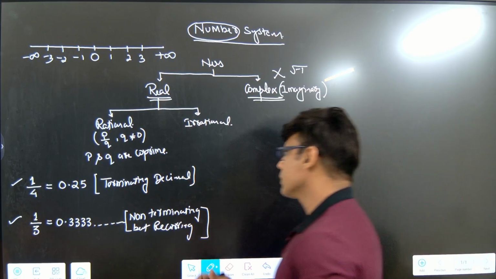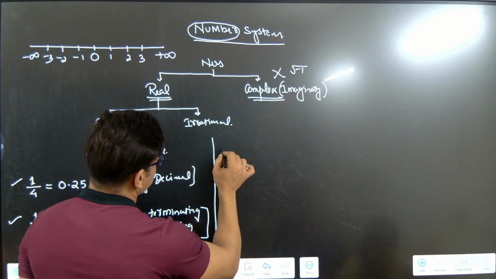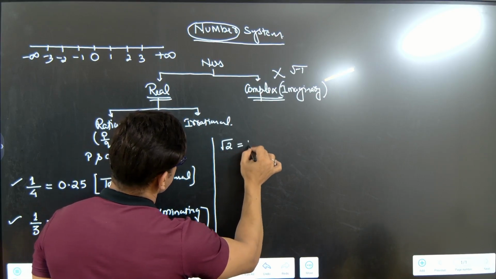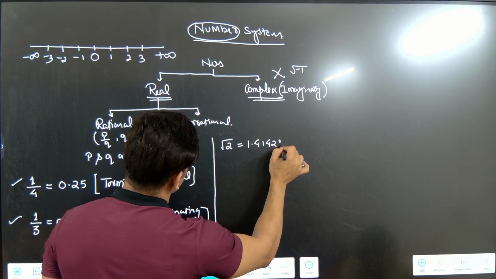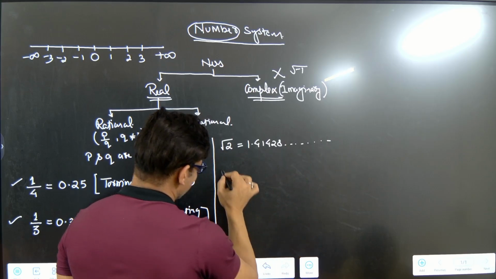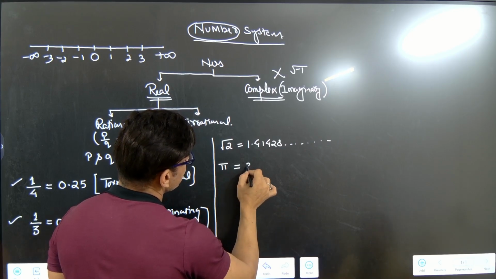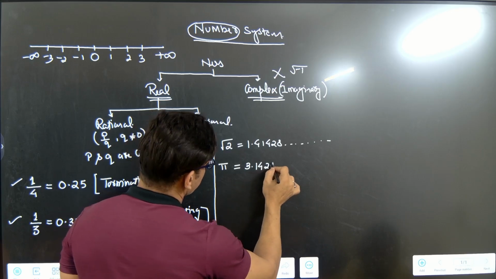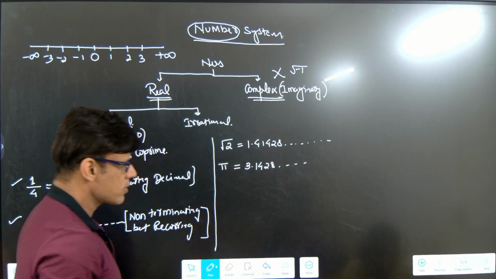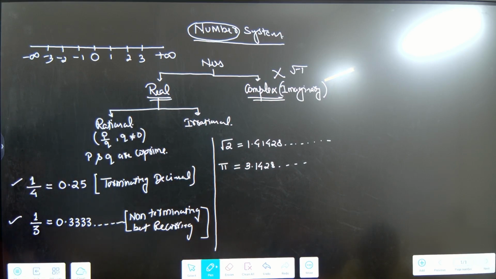Then we have irrational number. Root 2 is 1.41428. Pi. So pi, the value is 3.14285. Look at pi, which is 22 by 7, is not the exact value of pi. That's an approximation value of pi, 22 by 7, that we generally used in school days to simplify our equations or simplify the area.